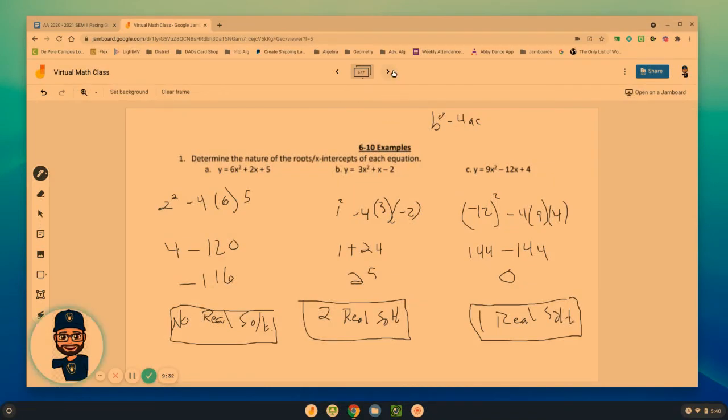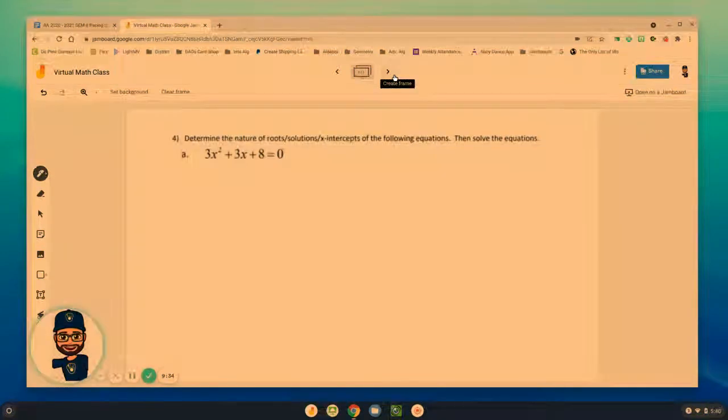Now, the last example not only asks us to determine the number of roots, solutions, or x-intercepts, but then to solve after we figured out how many. So take a minute and pause the video and try to find the discriminant. Okay, again, you've got b squared minus 4ac for the discriminant. B squared becomes 3 squared minus 4 times a times c.